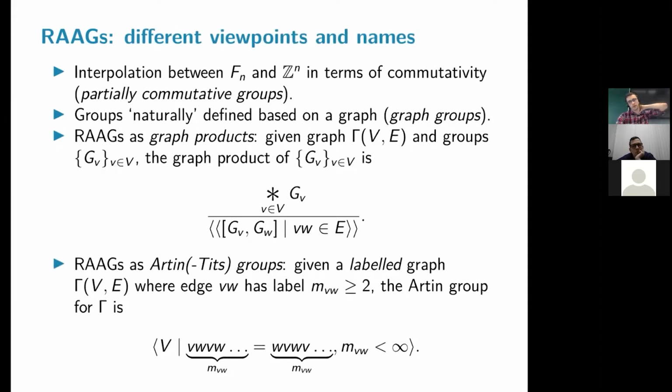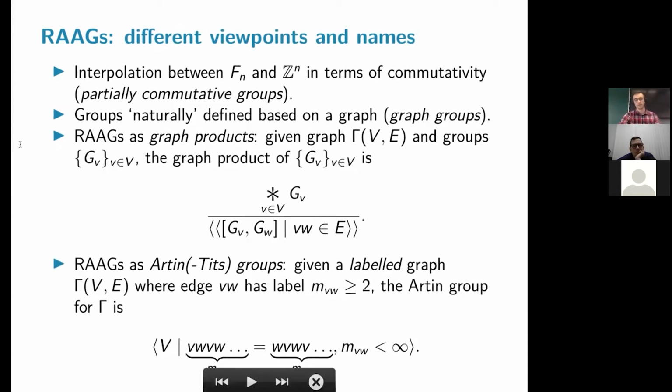Another way they are known are as graph groups. And I think the name comes from the fact that these groups are naturally defined based on a graph. Now, of course, it depends on what you call naturally. If you take the automorphism group of the graph, it's also a natural way to associate a group to a graph. But in terms of presentation, this is the most straightforward way to construct a group based on your graph.